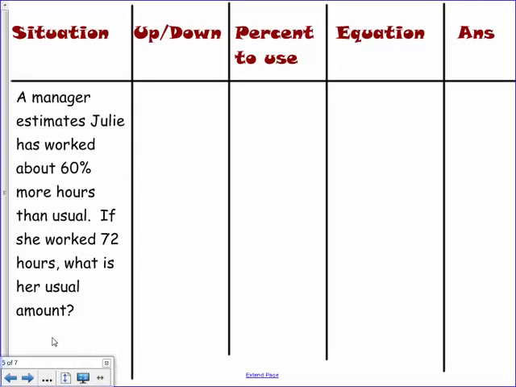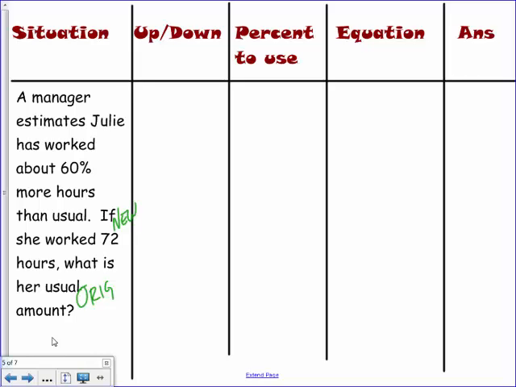Okay, just be careful with this guy here. It says a manager estimates Julie has worked about 60% more hours than usual. If she works 72 hours, what is her usual amount? Well, think about this. Is this her original? Is 72 her original? No. The usual is the original, and this is the new. So be careful with that.